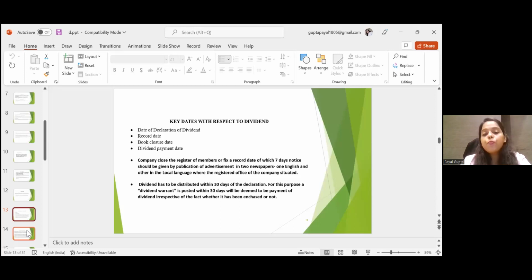Company closes the register of members or fixes a record date, for which 7 days notice should be given by the company or published as an advertisement in two newspapers: one is an English newspaper and the other a local or native language newspaper where the registered office of the company is situated. Dividend has to be paid within 30 days of declaration. For this purpose, a dividend warrant posted within 30 days will be deemed to be the payment of dividend irrespective of whether it has been encashed or not.